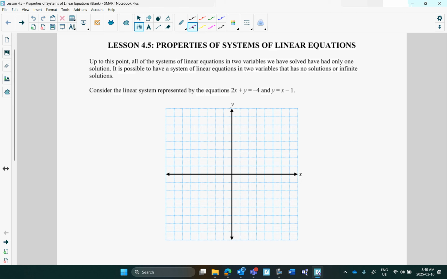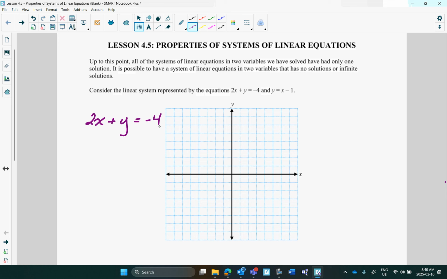Let's solve this system by graphing. So 2x plus y equals -4. We need to graph this. How would you like to graph it? Table of values, intercepts, y slope intercept. Let's do the slope intercept.